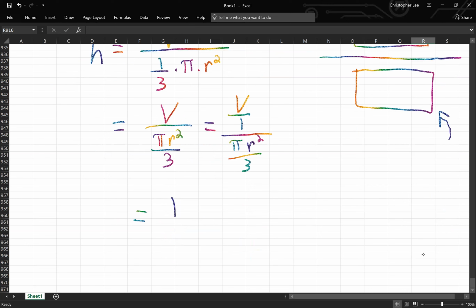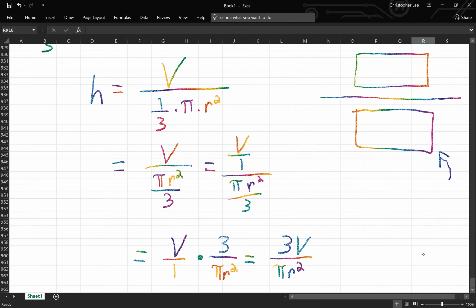Keep, change, flip. So I'm going to keep the numerator, change that division to multiplication. I'm going to use a dot for multiplication because we have variables in this. And you're going to flip the denominator. This is going to be 3 over pi r squared. Multiply straight across. I'm going to have 3V divided by pi r squared. So if this was a homework question and I had to enter it in two separate boxes, a numerator box and a denominator box, my numerator would be 3V, and my denominator would be pi r squared.